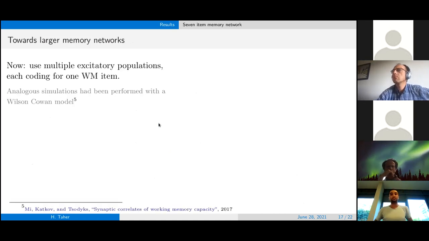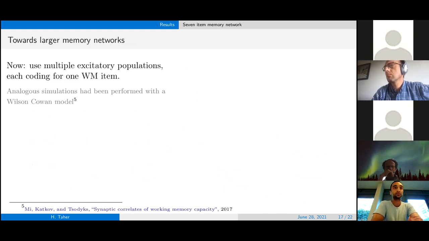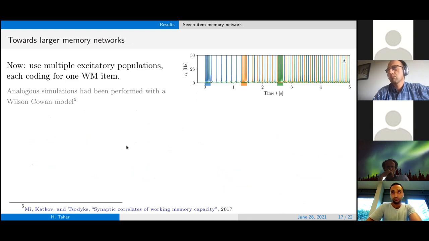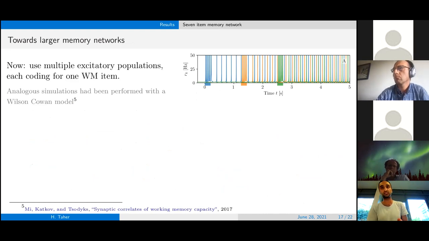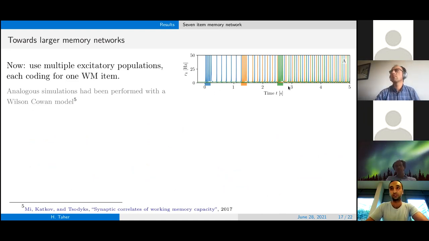We can go towards more elaborate network architectures. In fact, we have built a network which is able to hold seven working memory items. A similar work has been done in 2017 using a Wilson-Cowan model. I show you how it works. So we basically have seven excitatory populations in the network, each one coding for one working memory item. And we stimulate these populations with a series of stimulation currents. First of all, we stimulate the blue one, then the orange one, and then the green one in this case.